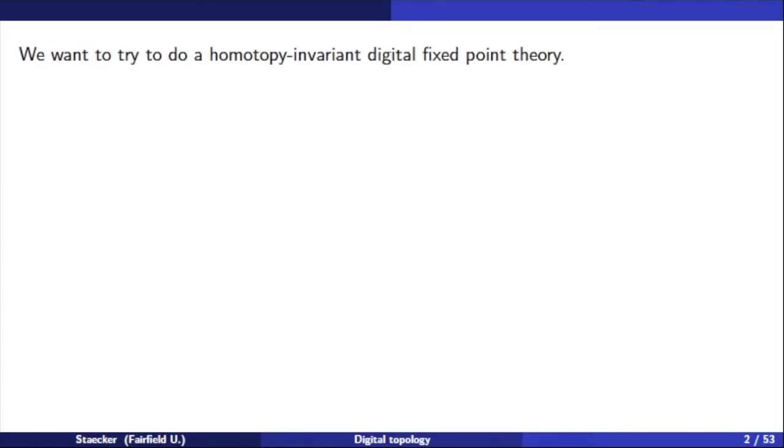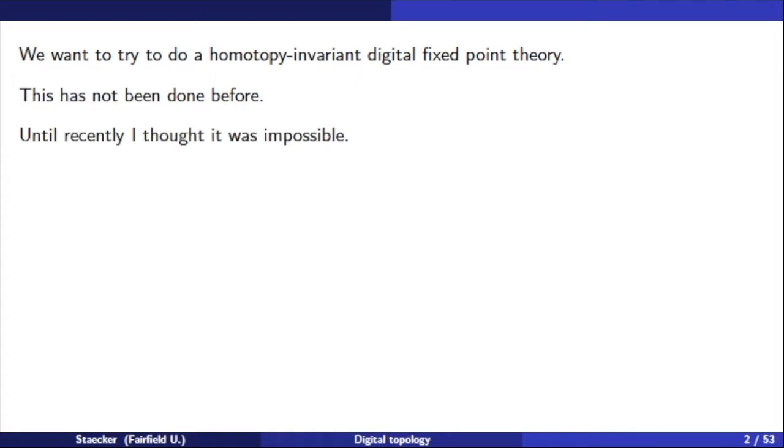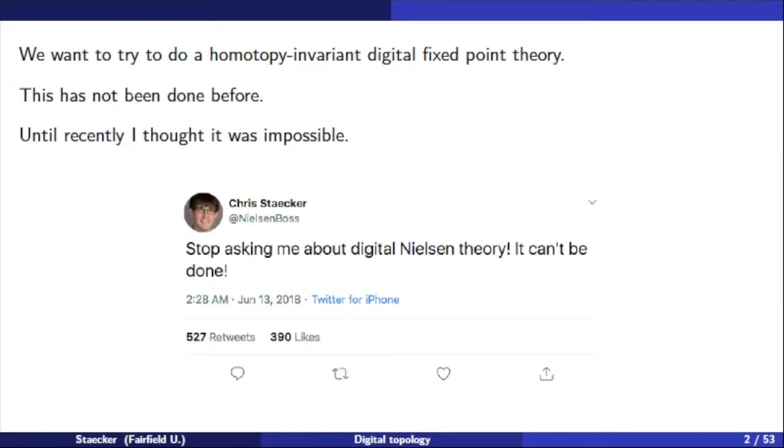So we want to try to do a homotopy invariant digital fixed point theory, and this has not been done before, as far as I know. Until recently, I thought it was impossible. Actually, some people have tried to do this, but there were some serious problems, and I always thought that this was not possible. And people would ask me, "Here's a tweet. Stop asking me about digital Nielsen theory. It can't be done." It's from June last year.